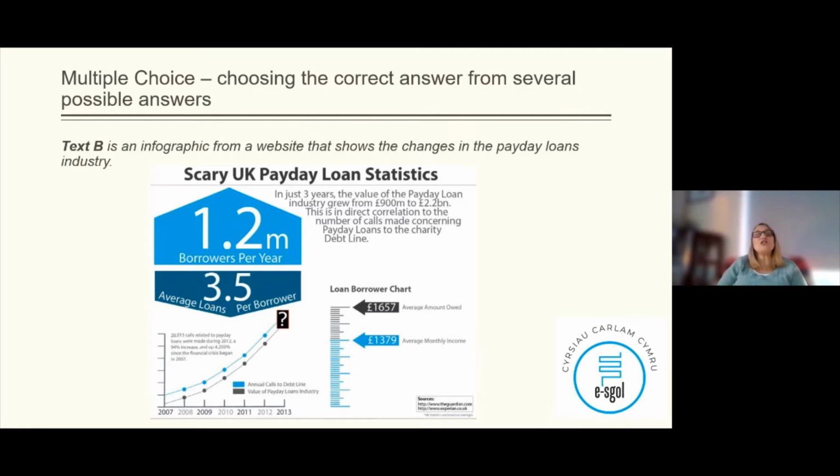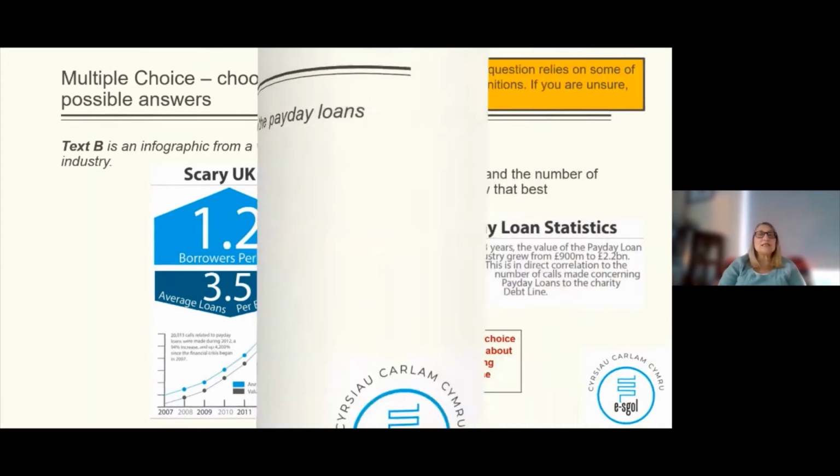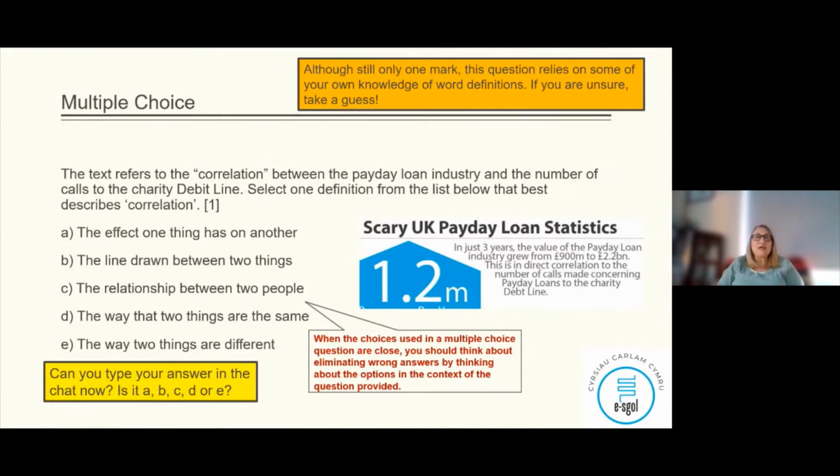So it's the information it says at the top there. It says in just 3 years the value of the payday loan industry grew from £900 million to £2.2 billion. This is in direct correlation to the number of calls made concerning payday loans to the charity Debtline. And then it shows us the graph of that. So it shows us each year and how both have increased at the same time, really. Okay, so if we move on to the next slide, your multiple choice question is here.